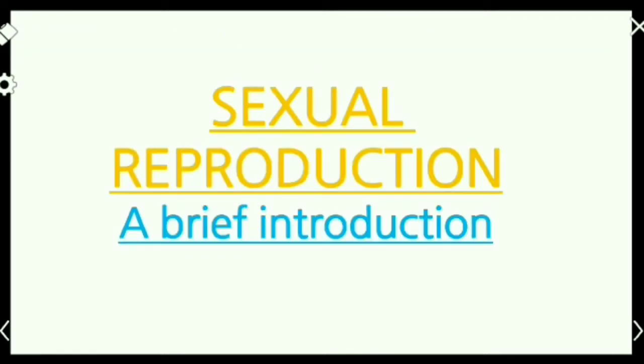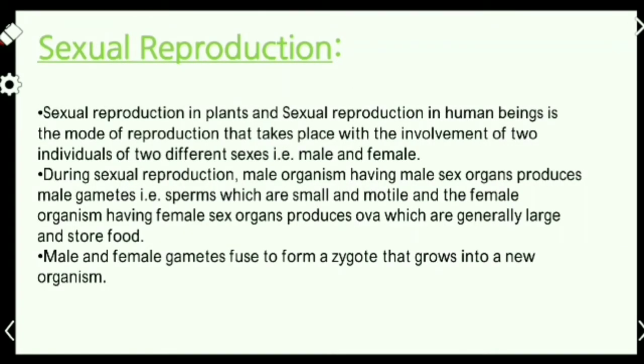Before we go to today's topic, sexual reproduction in plants in detail, let's have a brief introduction on what sexual reproduction is. Sexual reproduction in plants and in human beings is a mode of reproduction that takes place with the involvement of two individuals of two different sexes, male and female.